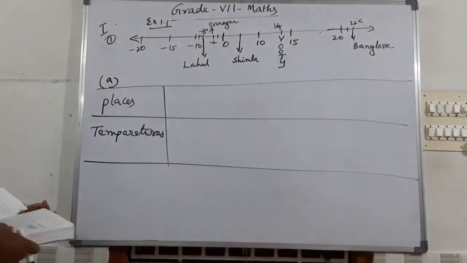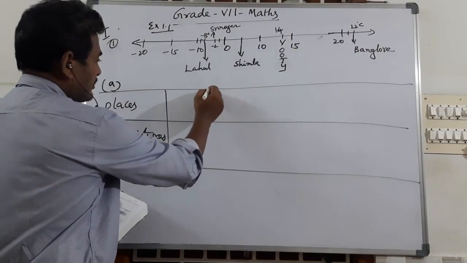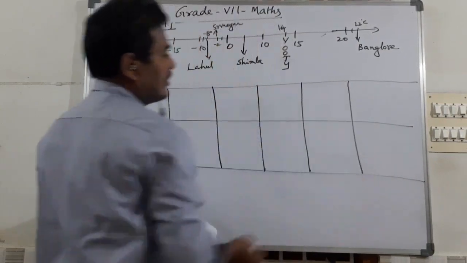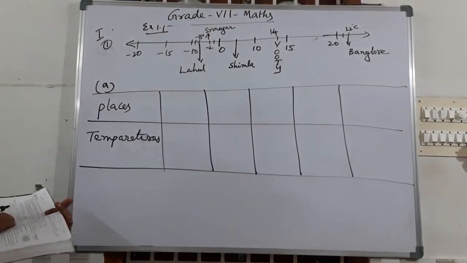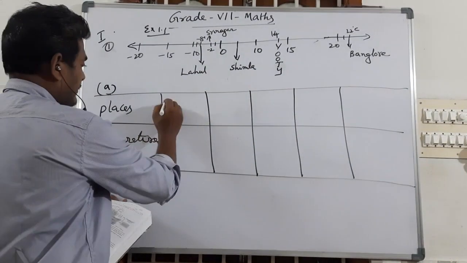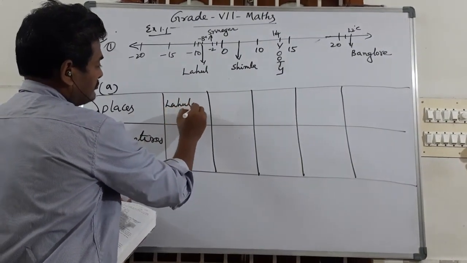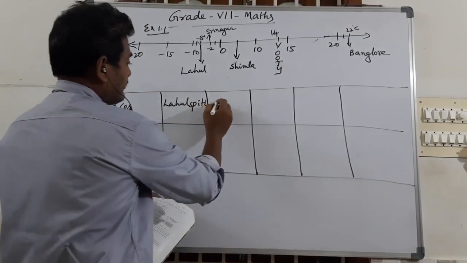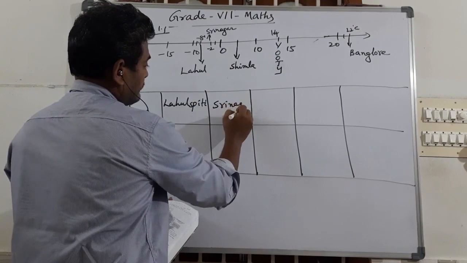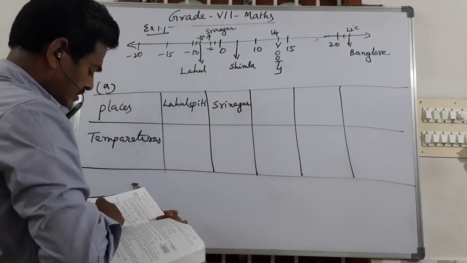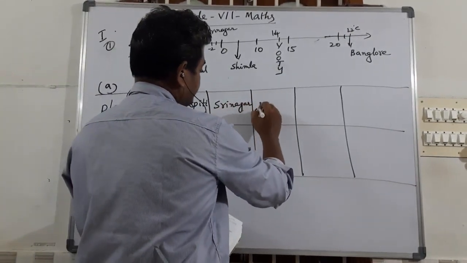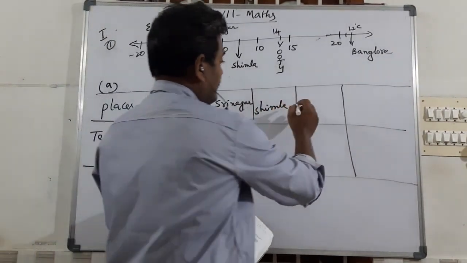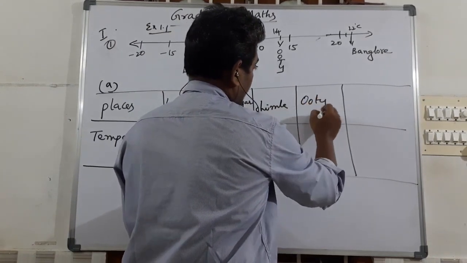They are asking places and temperature. So there are 5 places: 1, 2, 3, 4 and 5. The first place is Lahul Spiti. And the second one is Srinagar. Shimla. Ooty. Bangalore.